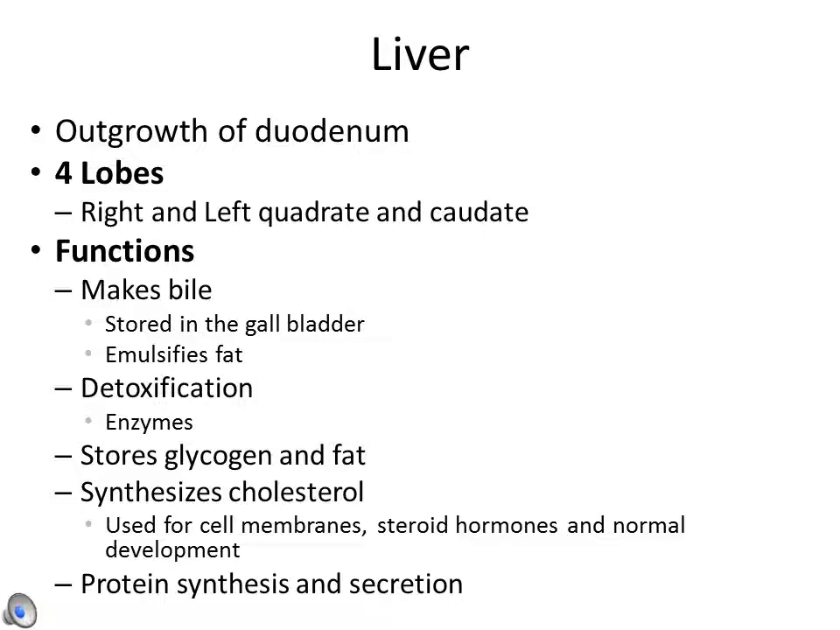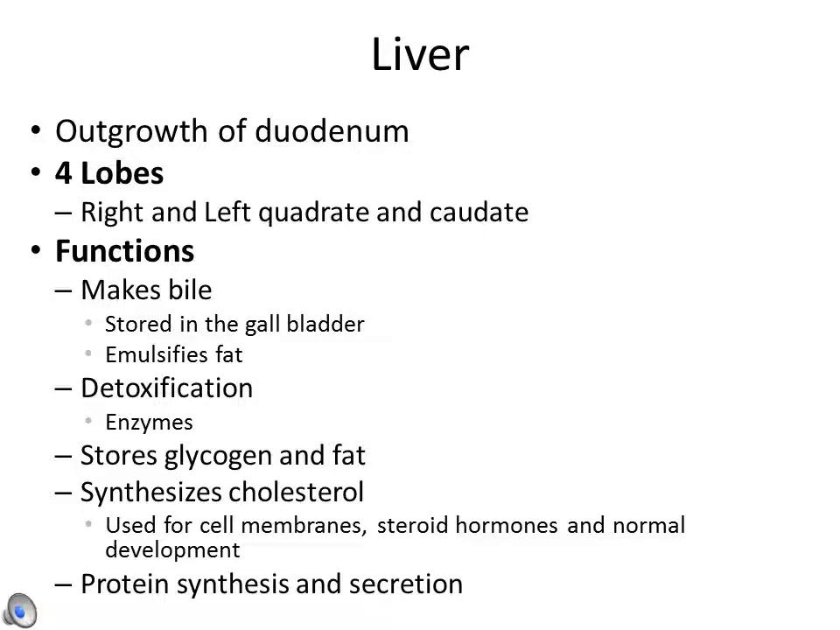The liver is a vital digestive organ and is an outgrowth of the duodenum. There are four lobes of the liver: the right lobe, the left lobe, the caudate lobe, and the quadrate lobe. The main functions of the liver include making bile, which emulsifies fat and is stored in the gallbladder.